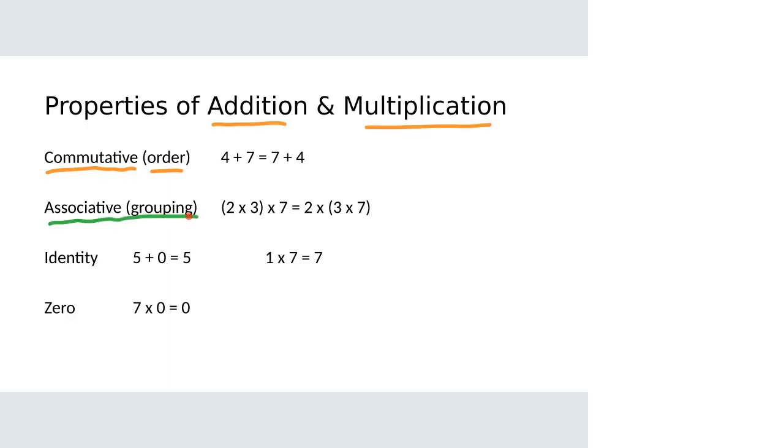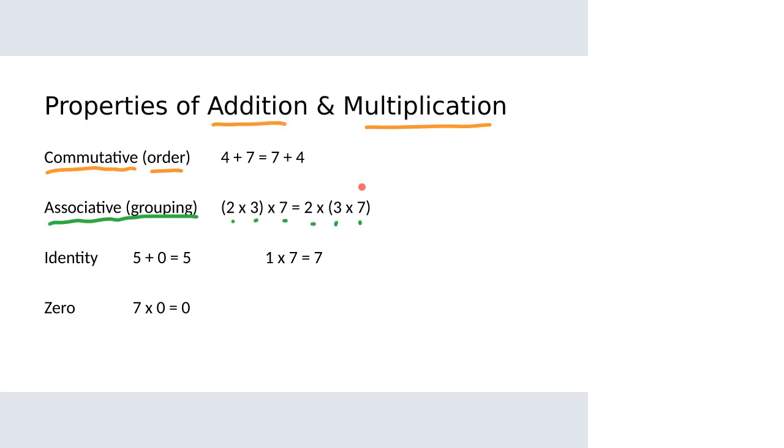The associative property is about grouping. You can see here 2 times 3 times 7 would equal 2 times 3 times 7. Notice the order hasn't changed: 2, 3, 7, 2, 3, 7. What's changed is the grouping. 2 and 3 are grouped together on one side, and 3 and 7 are grouped together on the other. Between the left and the right-hand side, it's the grouping that has changed. That's what makes it an example of the associative property.